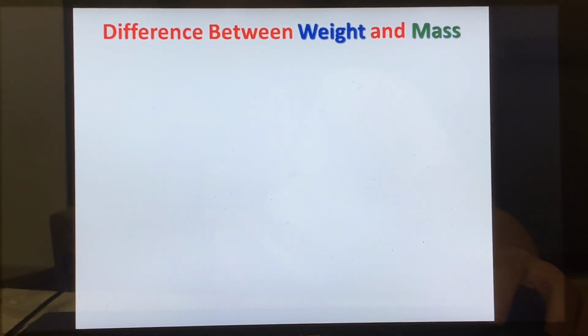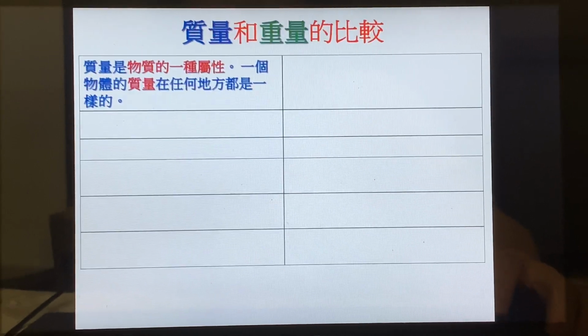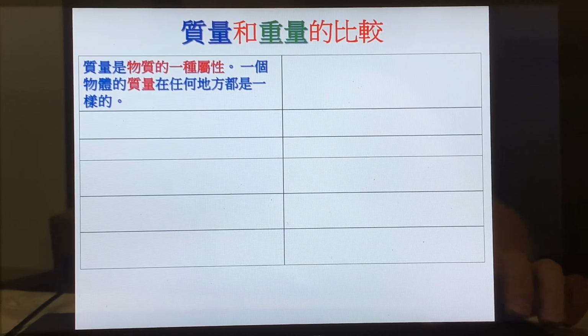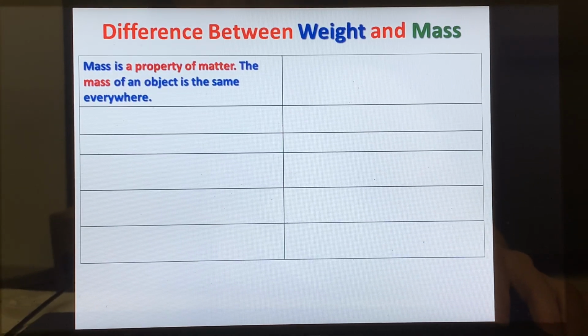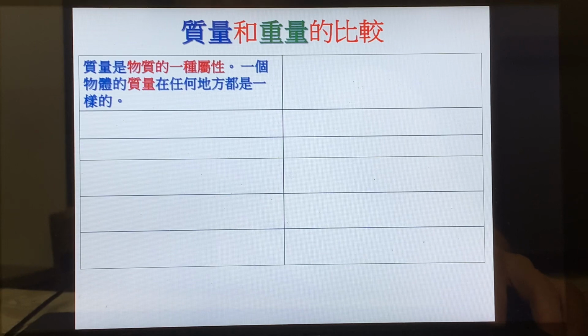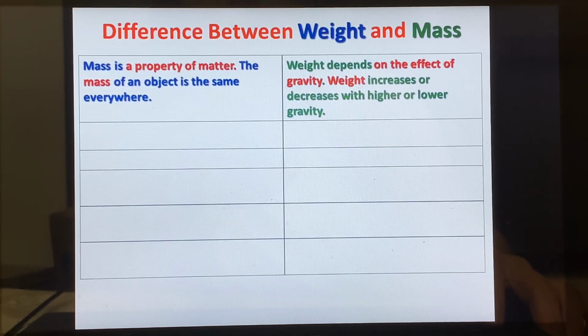Difference between weight and mass. 质量和重量的比较。Mass is a property of matter. The mass of an object is the same everywhere. 质量是物质的一种属性，一个物体的质量在任何地方都是一样的。Weight depends on the effect of gravity.